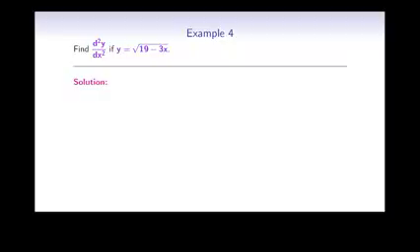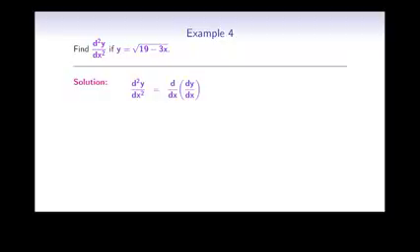Here's the next example. Find d squared y/dx squared if y is equal to the square root of 19 minus 3x. Here, the outermost function is the square root of x, and the innermost function is 19 minus 3x. Here's the solution.